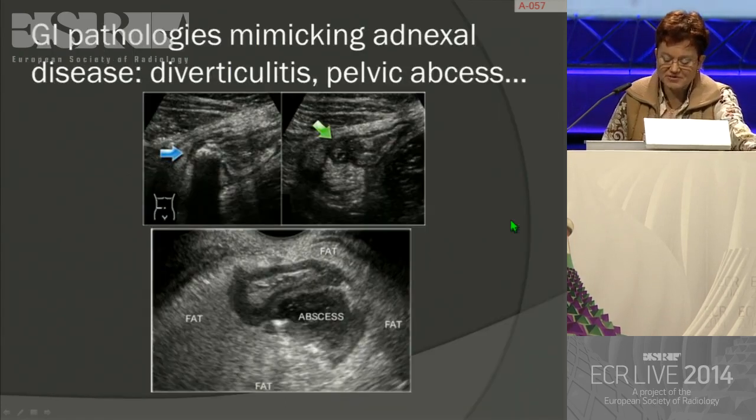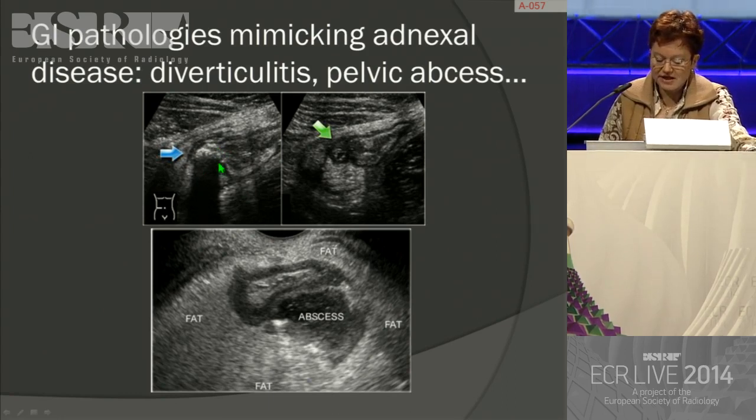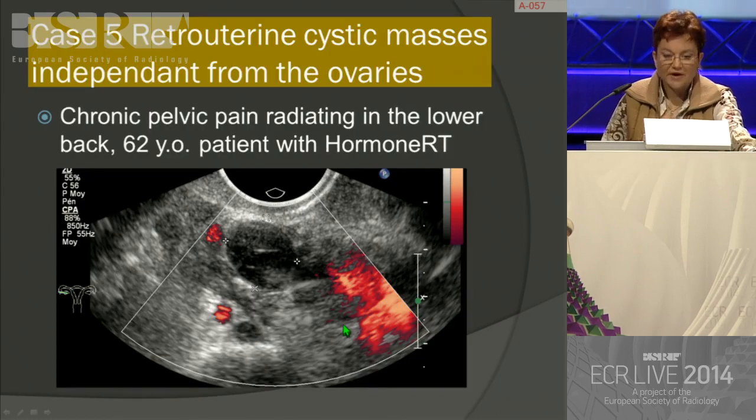Now, GI pathologies mimicking adnexal masses are quite frequent. They could be diverticular. Here is a diverticulum filled with air, so you get this posterior shadowing due to the air. Here you have a thickened diverticulum of the sigmoid, so this is diverticulitis. And you have, in this patient, an abscess posterior to the sigmoid, which is definitely not something connected to the ovary. Now let's go to case 5.